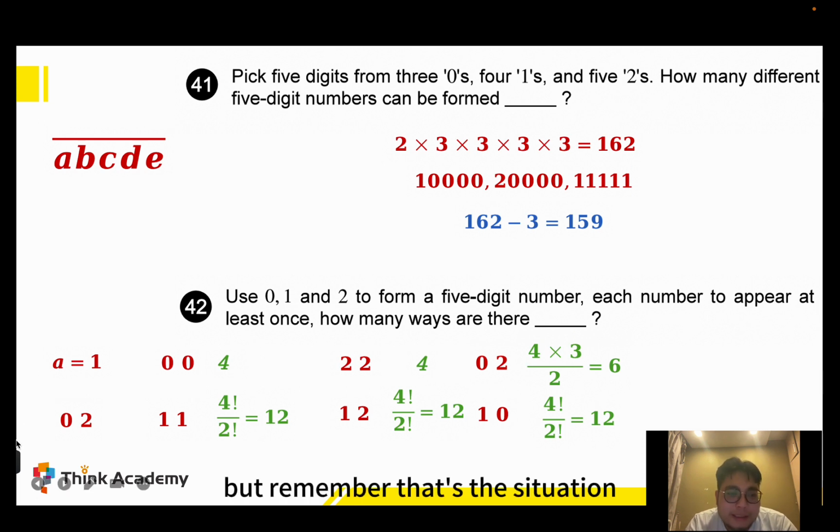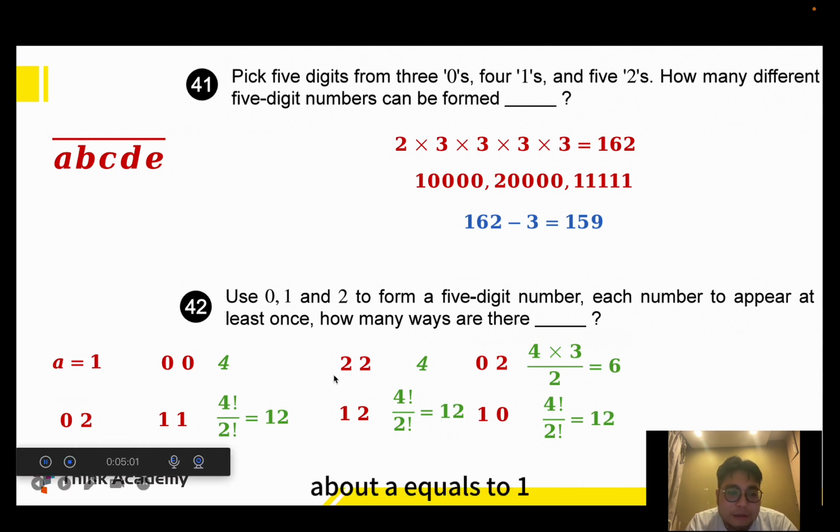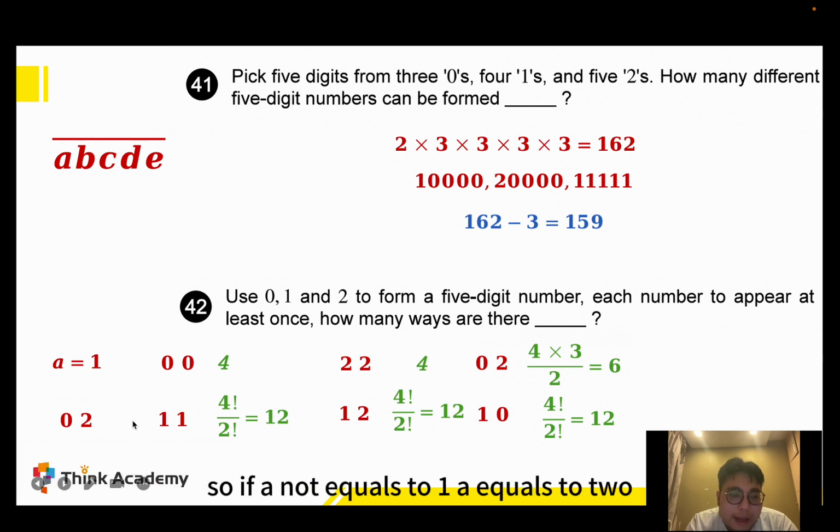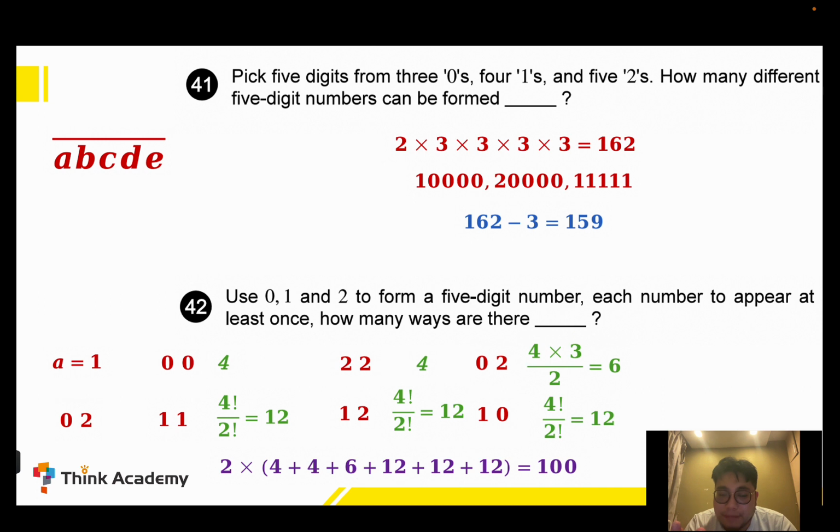But remember, that's the situation where A equals 1. If A equals 2, it's the same. So 2 times 4 plus 4 plus 6 plus 12 plus 12 plus 12 equals 100. So in total, we have 100 ways.